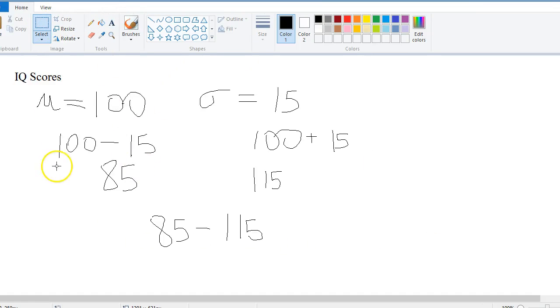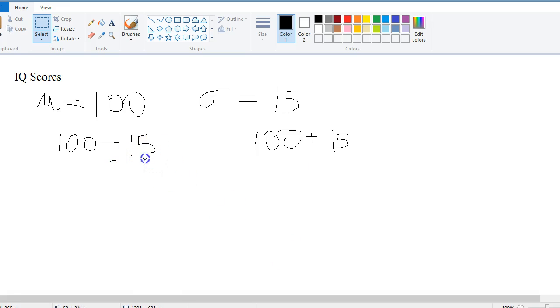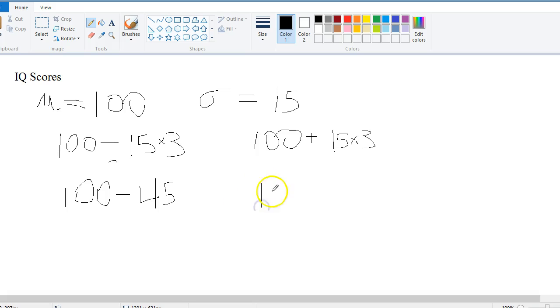So for IQ scores, if you go three standard deviations from the mean, so instead of just subtracting 15, you subtract 15 three total times basically, or add 15 three total times, that's going to give you 100 minus 45 versus 100 plus 45. So some quick little mental math. That's a range of 55 to 145.